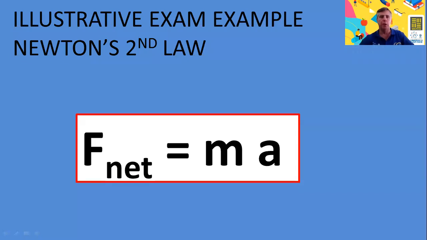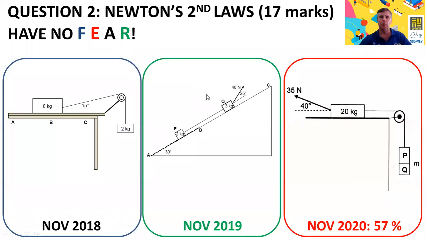So let's look at 3 recent exam examples from November 2018, 2019, and 2020. We'll be looking at question 2 on Newton's second law, and this is our most important equation, F net equals ma. Now, I showed you earlier, this is a snapshot of the 3 questions. You've got 2 questions with pulleys and 1 question on an inclined plane. In all 3 cases, there are forces acting at an angle. You need to make sure that your trigonometry is good.